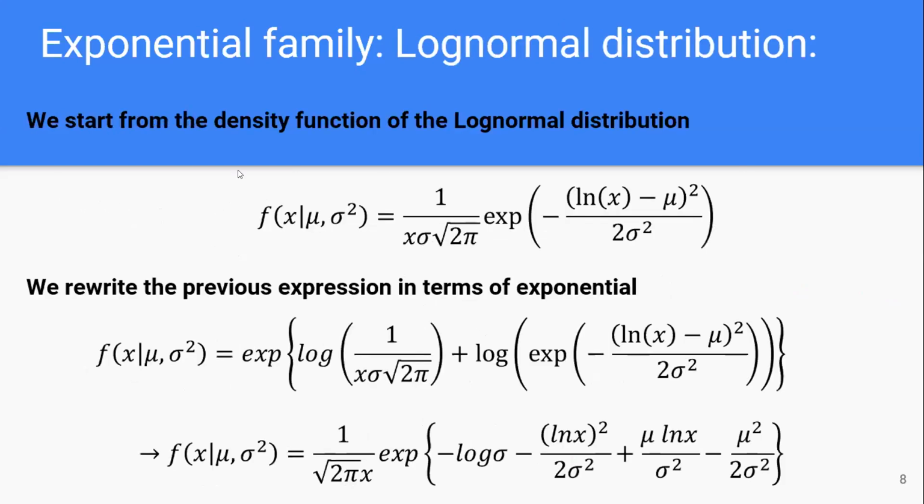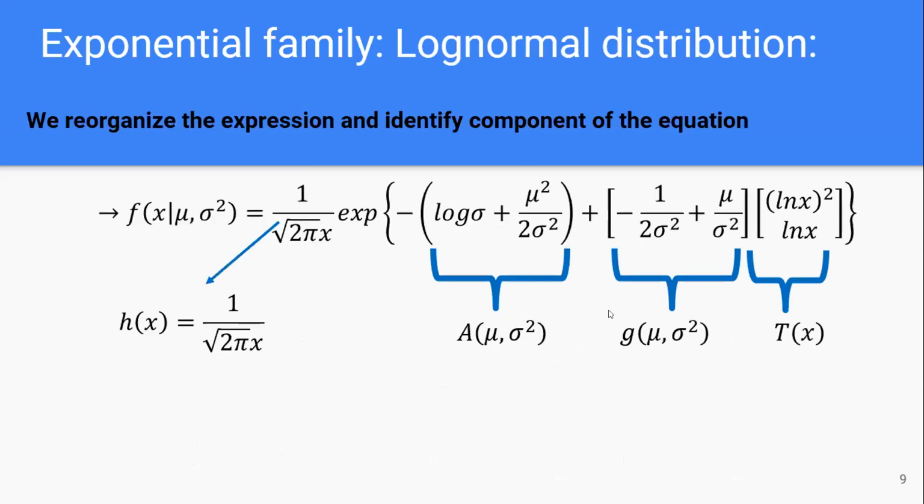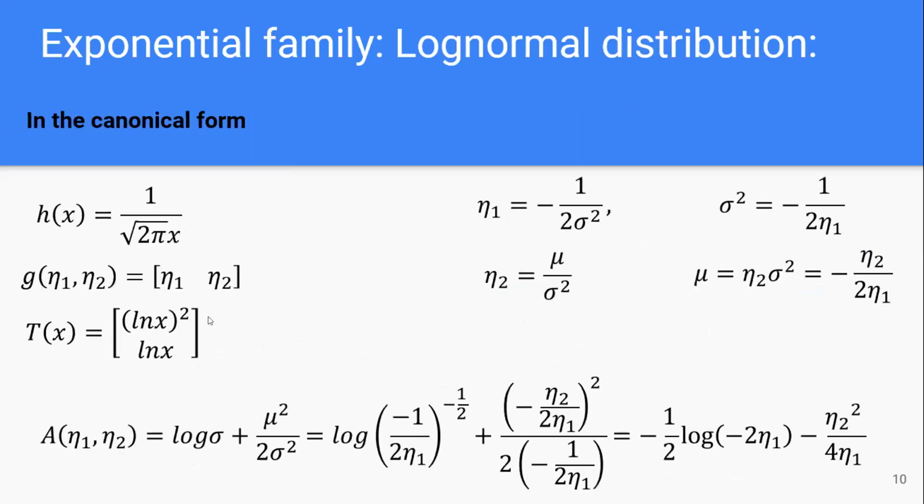For the log normal distribution, we start the same from the density function, which is this. We rearrange this in terms of exponential and logarithms. Here we substitute this. We do a simplification here. From this term, we take this outside the equation to be h(x). And this, we rearranged it again. Here we have the T(x), sufficient statistic, the log partition, and then we proceed to transform it to the canonical form. Here we have the definitions of eta 1 and eta 2.